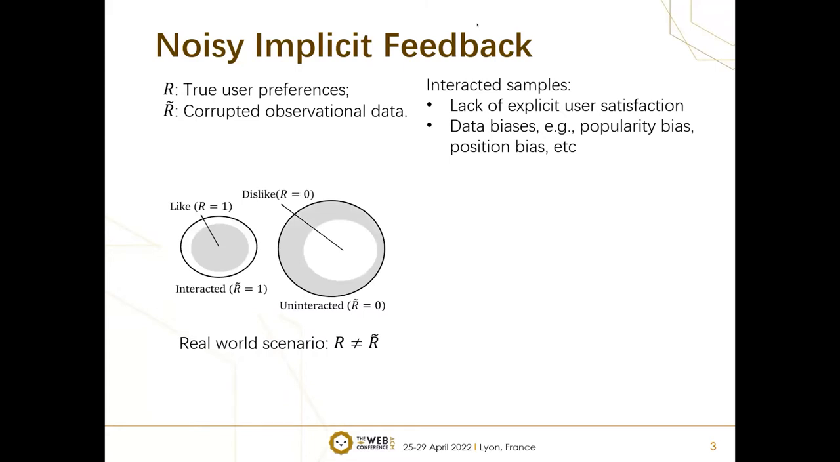As shown in this figure, we have the real-world scenario. In the interacted samples, there might be factors that cause noise, such as the lack of explicit user satisfaction, which means interaction does not necessarily show that the user is satisfied, and it cannot denote preference. And data biases such as popularity bias, position bias, etc. will also lead to noise in the interacted samples. Then in the uninteracted samples, exposure bias, which means the user might not be aware of the item, could be the major reason for the noise in the uninteracted samples.